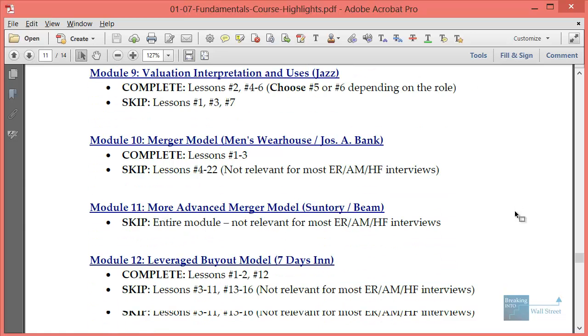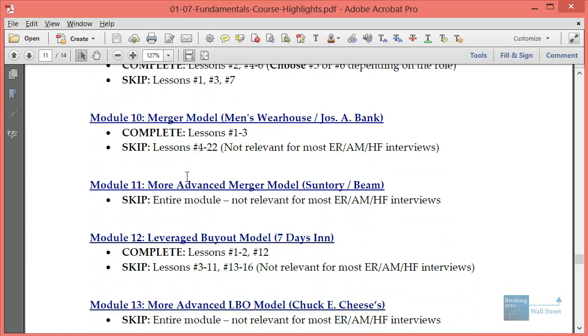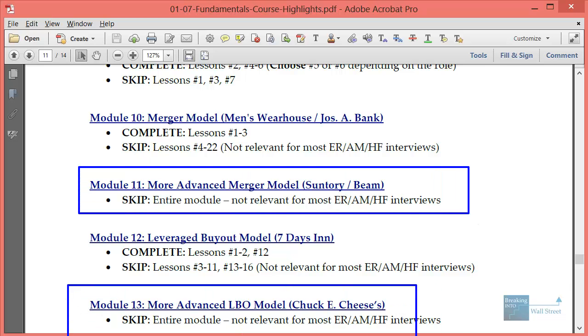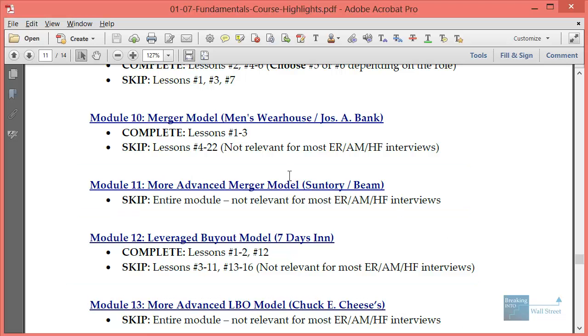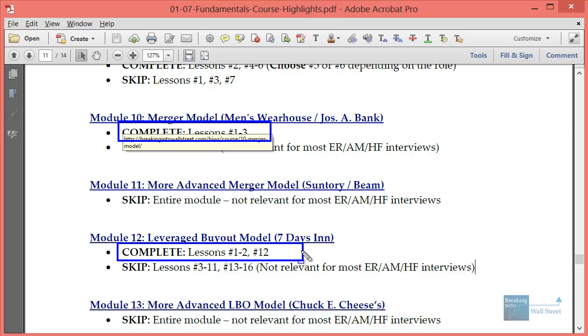Now, the last segment of lessons here on merger models and LBO models, skip the more advanced ones. These are just not relevant unless you're working at a fund or you're interviewing at a fund that does something like merger arbitrage. These are just not that relevant. However, the more basic material, you should actually be familiar with this.